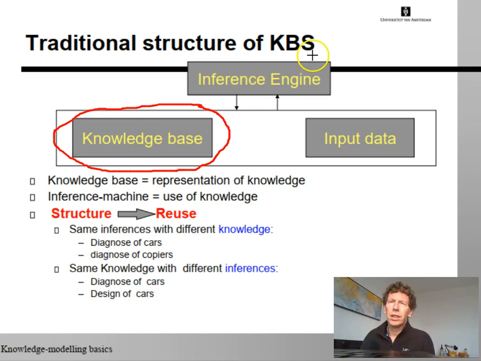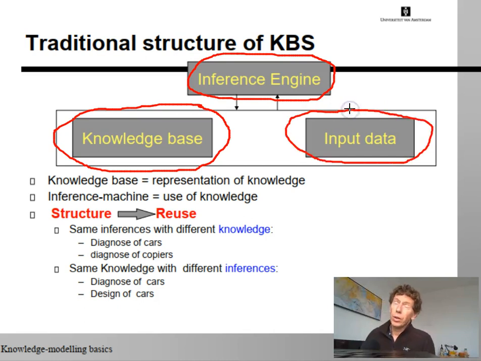And the second part was an inference engine. So the engine that would use the knowledge base to actually perform the reasoning. And of course, a crucial third ingredient was the input data. So if you are diagnosing a patient, you need lots of generic knowledge about diseases, you need a generic diagnostic inference engine, and of course, you need specific information about a particular patient, the input data.